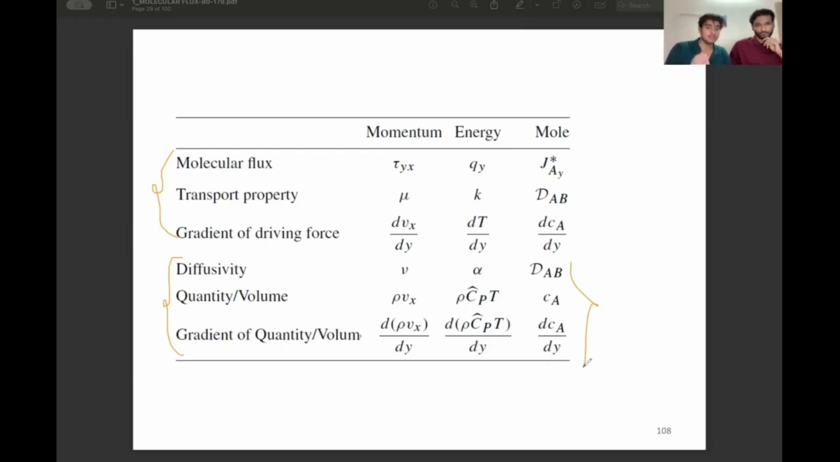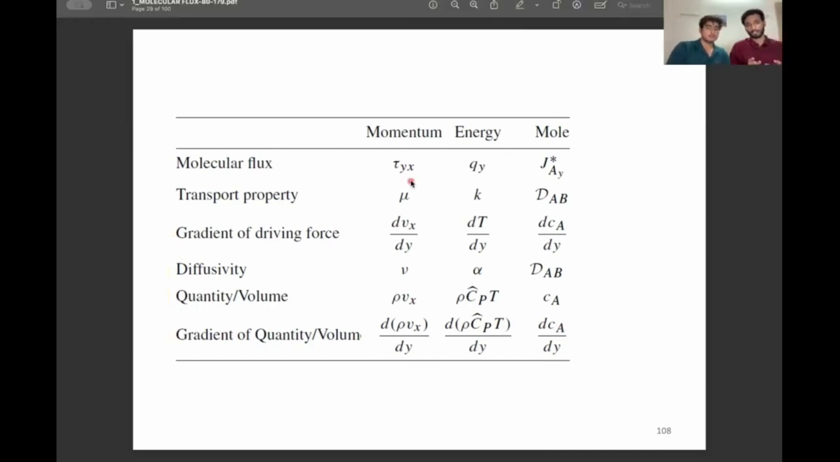For making it the gradient, as we have discussed and related to physical and real life examples, gradient is the change at a particular point. So for the particular point, we will denote it by d by dy here. Now here, d by dy of quantity per unit volume, in all three cases. Now, these terms are even similar in dimensions. The diffusivity has the same dimension, which is meter square per second. Whether it be momentum, energy or mole, the unit of diffusivity will be meter square per second, as we have derived.